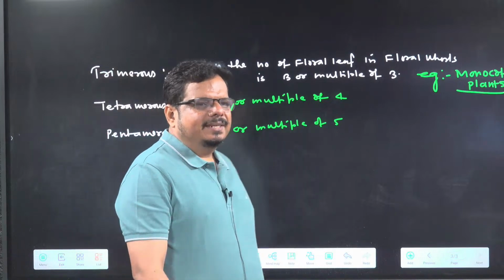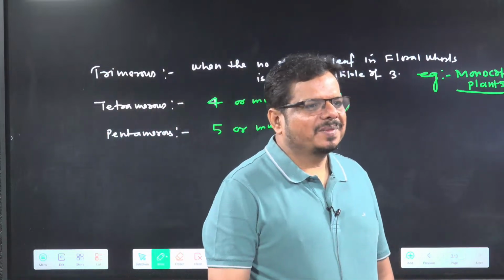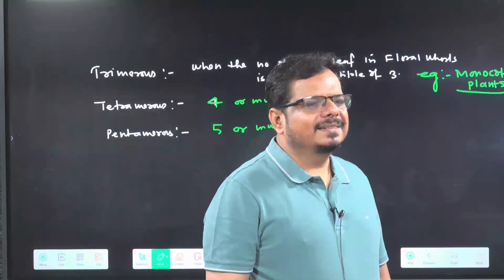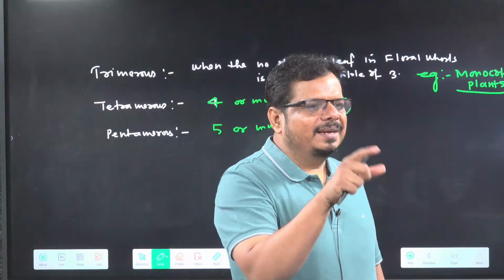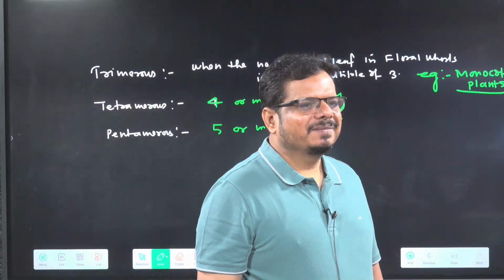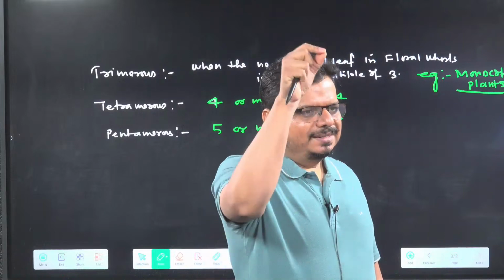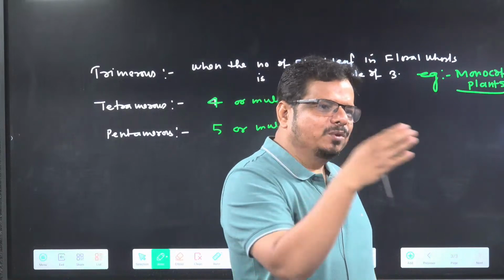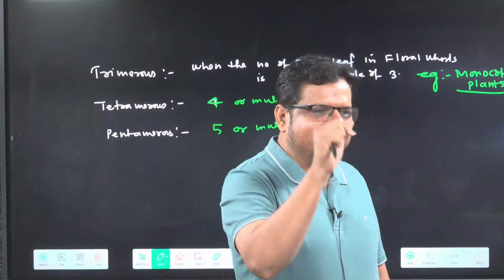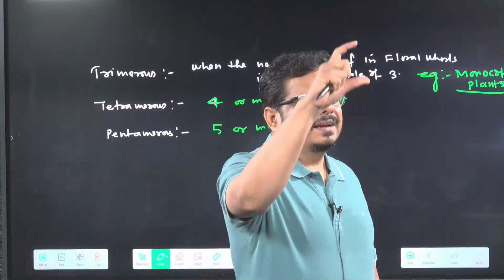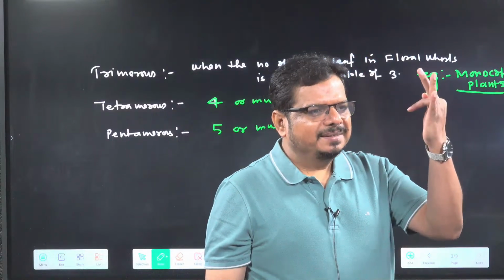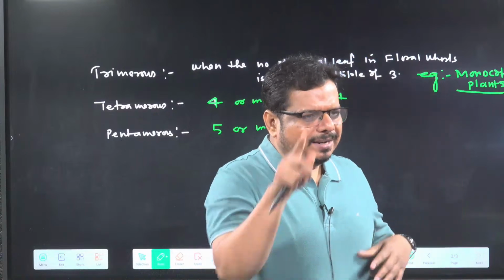So liliaceae, you assume the liliaceae. How many perianth is there? 3 outer, 3 inner fuse. How many stamen are there? 3 fuse with inner, 3 fuse with outer, 6. How many carpel is there? 3. Able to understand? Are you getting about the liliaceae?